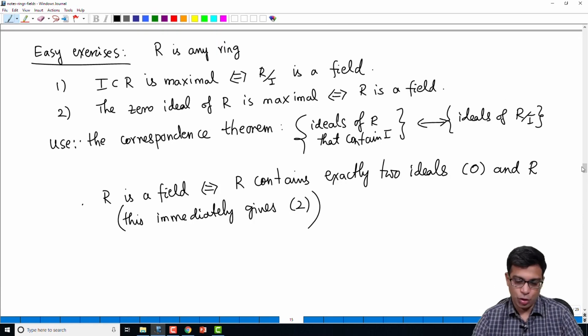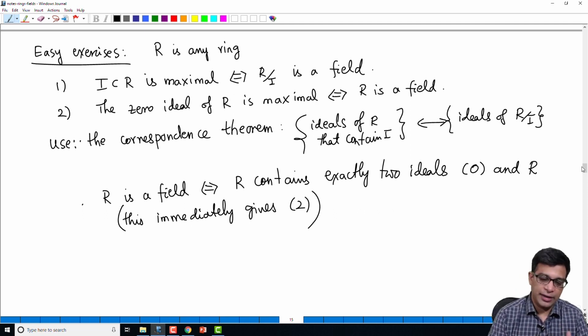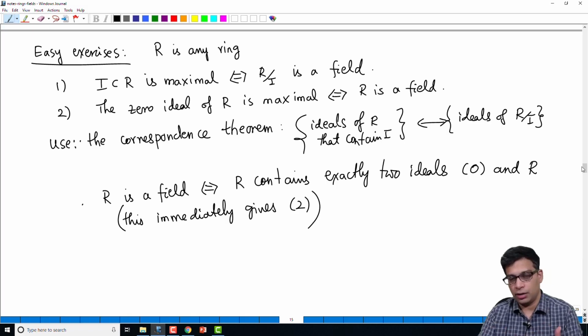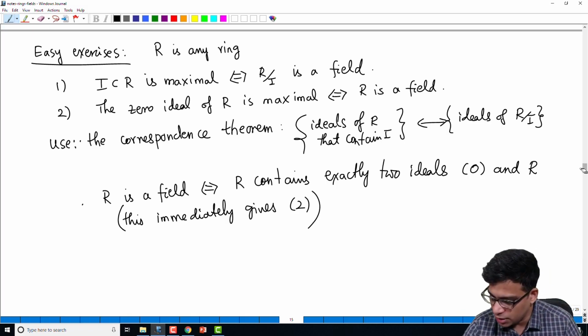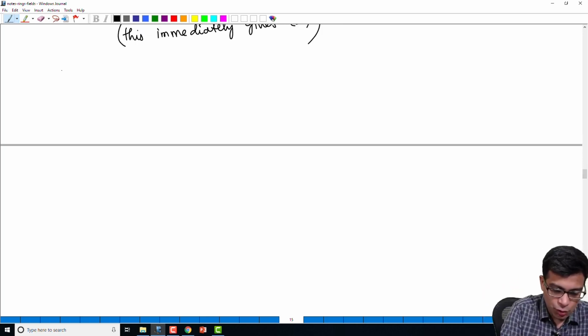There is no problem now, because R mod I is a field by 2 if and only if the zero ideal of R mod I is maximal. But the zero ideal of R mod I is maximal if and only if no ideal other than I and R contains I. So basically, maybe I should explain this in more detail. So, proof of 1, solution of 1.